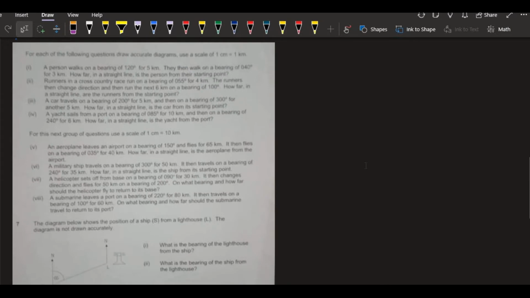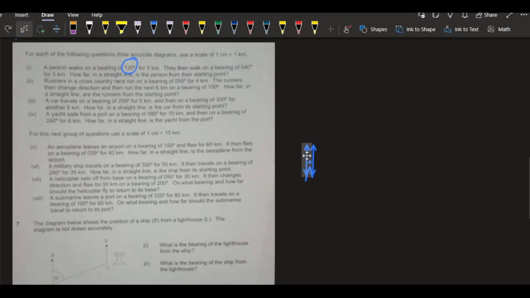Number 1: a person walks on a bearing of 120 degrees for 5 kilometers. He then walks on a bearing of 40 degrees for 3 kilometers. How far in a straight line is the person from the starting point? So we have a person starting from point A, walking on a bearing of 120 degrees. We said earlier that the bearing is always from the north.